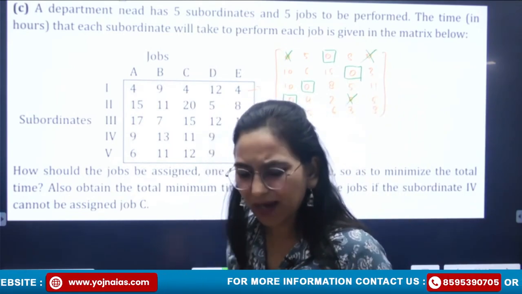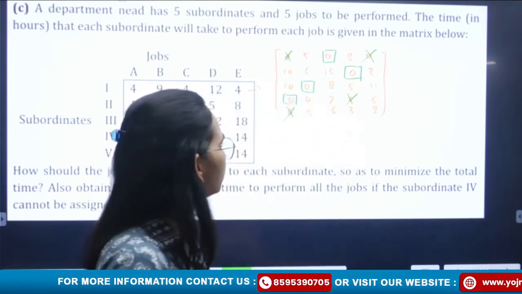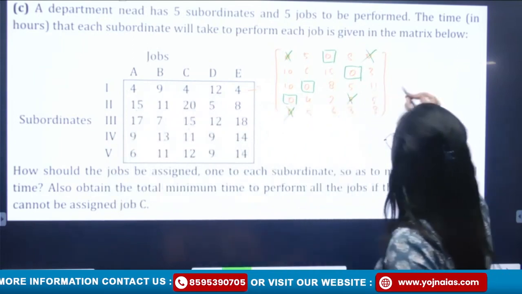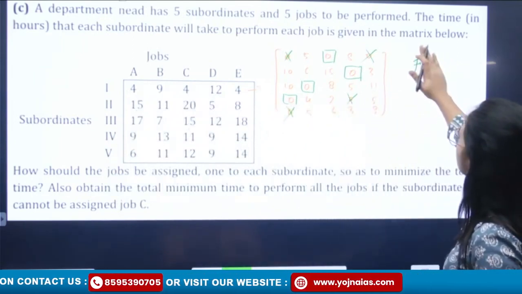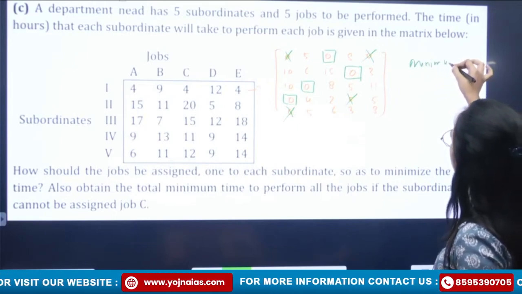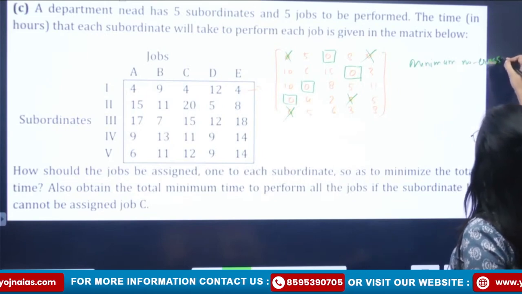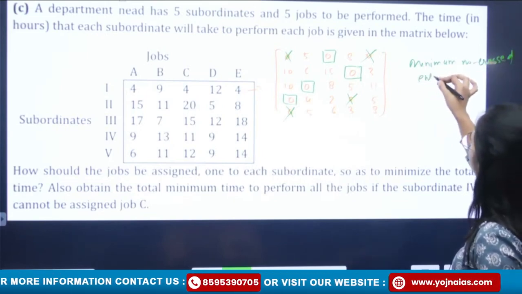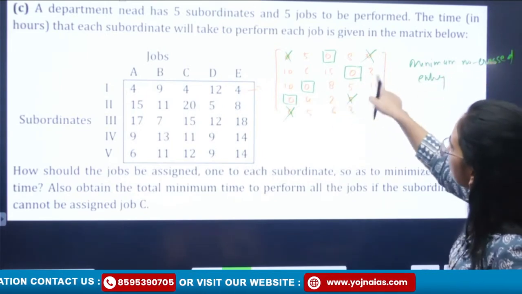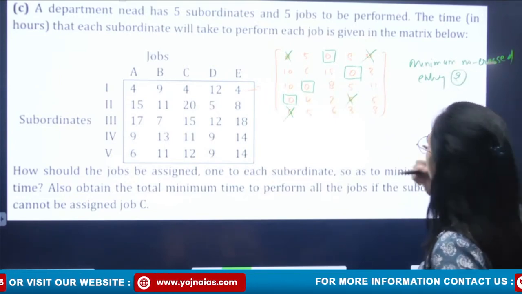So after that, the step is optimization. In optimization, what will you do? Find out the minimum value of the non-crossed entry. Non-crossed entry. And that is 2. So what you need to do is, you have drawn this line now.